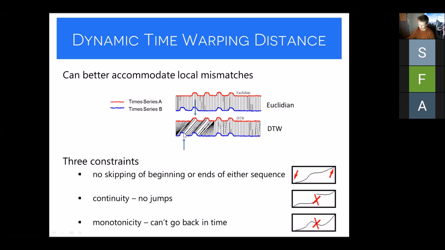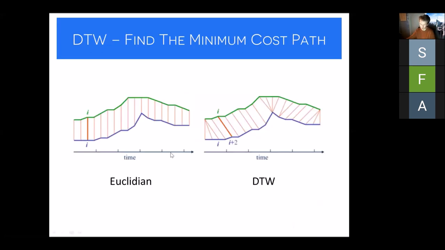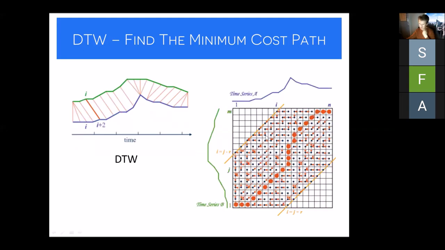Sometimes you go a little faster in one time sequence, and sometimes you go a little slower in one time sequence. So you proceed and try to align them by going fast or slow in either one of the time sequences. And then you can get something like this. Euclidean, you go like this; DTW, you go like this. And this is essentially done with this kind of approach, okay?